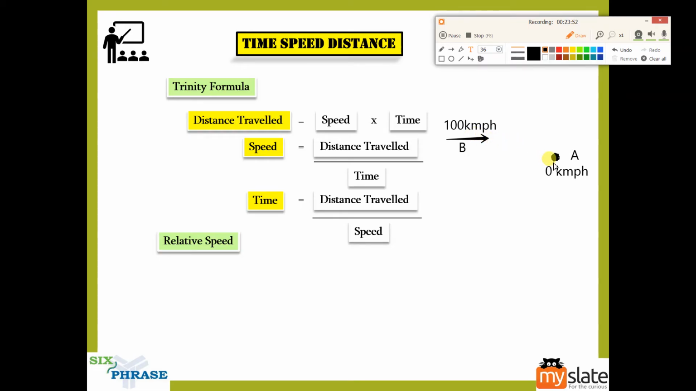So here what is happening is, when they are two different things and one is static, this loses its ability to influence the speed. Yes, this loses its ability to influence the speed.